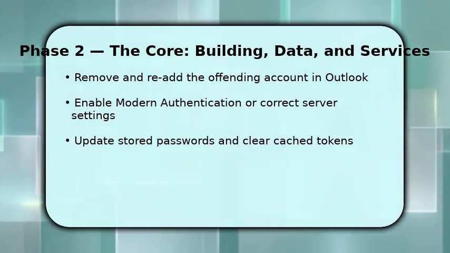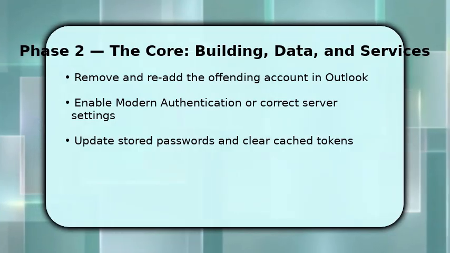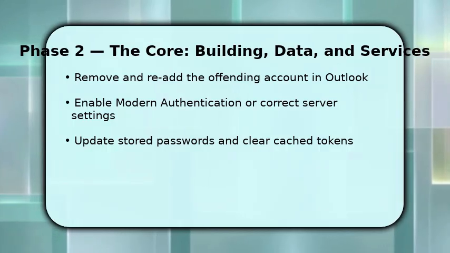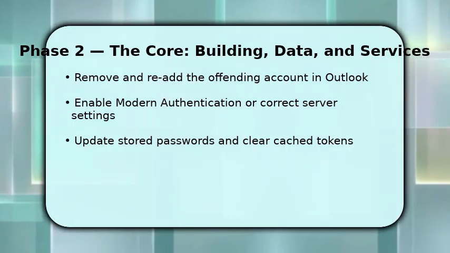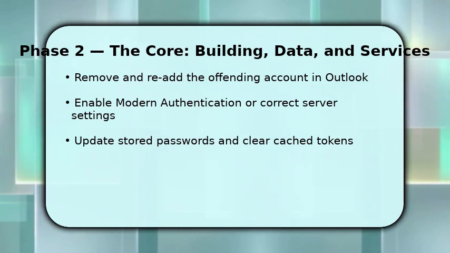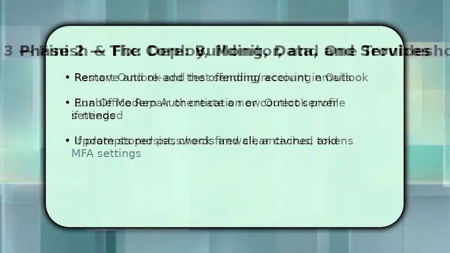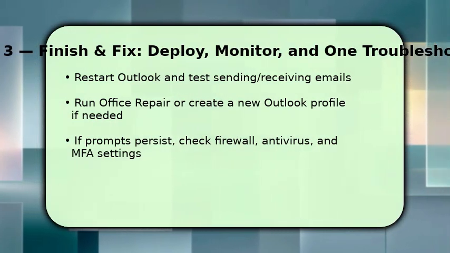Make sure to update saved credentials in Credential Manager and clear any stale OAuth tokens. This forces a fresh sign-in. You do this because old tokens or mismatched server settings are the usual culprits. Now restart Outlook and test sending and receiving. If everything authenticates, you are done.